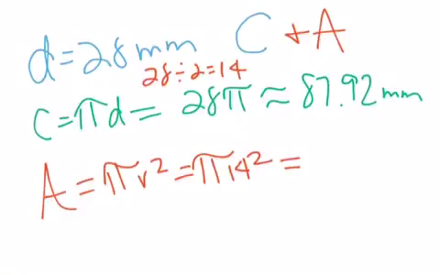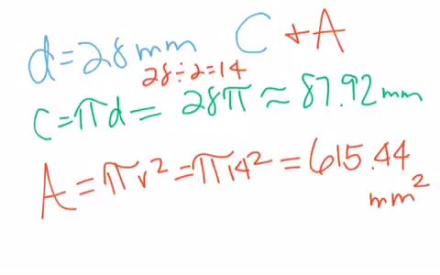Again, that's my preference. If you just want to use the pi button, that's fine too on your calculator. So it's going to be 615.44 millimeters squared. Again, area always gets that squared. Okay? All right, let's do one more. Let's do a radius of 100 yards. And again, let's do the circumference and the area. So please do these on your own and hit play whenever you're ready to see the answers.